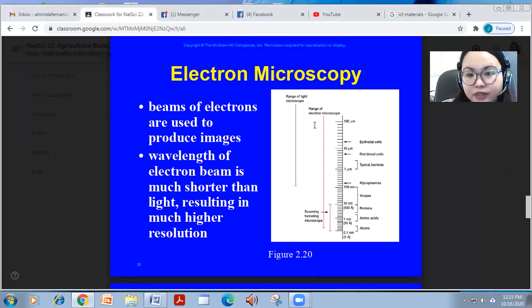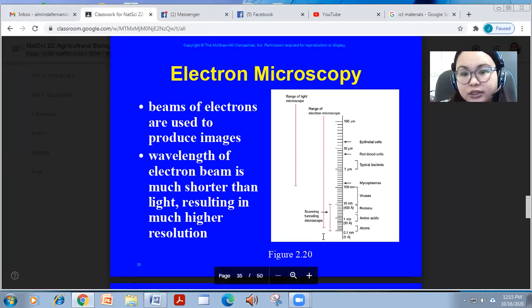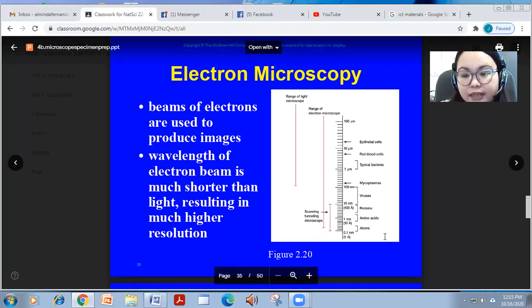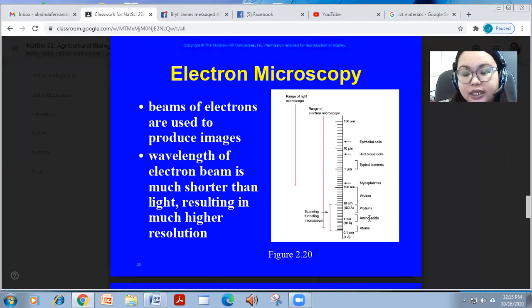As you can see in the figure, this is the range of microscopes. The range of the electron microscope is higher, and there is also the scanning tunneling microscope. As you can see, the things that can be seen using the electron microscope are atoms, amino acids, proteins, viruses, whereas a natural light microscope can only identify up to the mycoplasma.